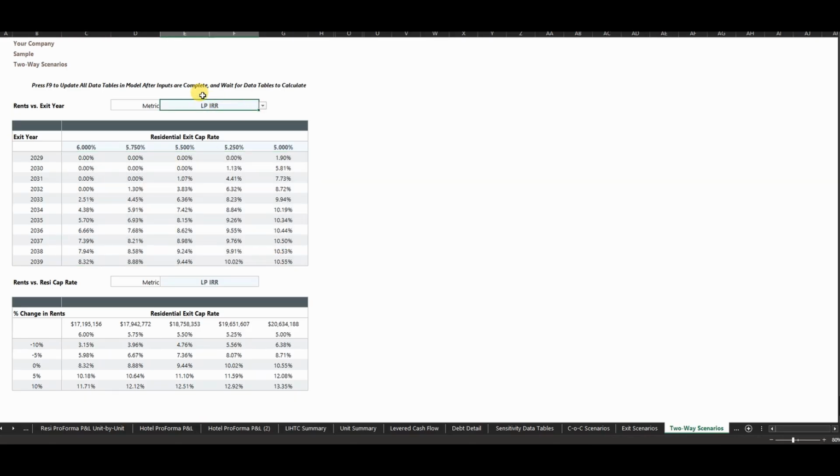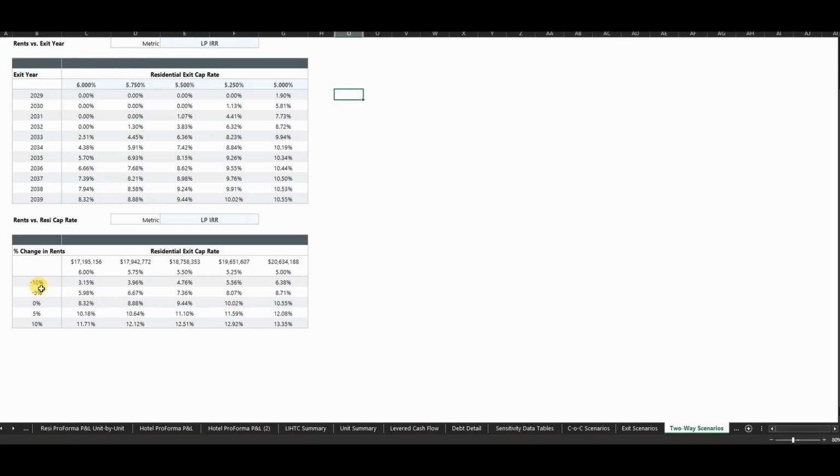So in this case, you'll see it's a blue cell. I can toggle and I can change to see different metrics that I want to see. So in this case, it's LP IRR. I could also see other things, LP multiple, LP profit, and so on, based on what I select for the body of the table. And similarly, down below, the 2A table is looking at what about a percent change in the rents that actually come in across a residential exit cap rate, again, with your choice of key metric that you want to evaluate.